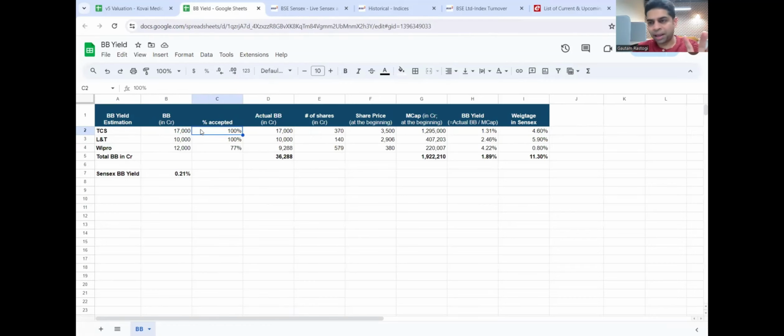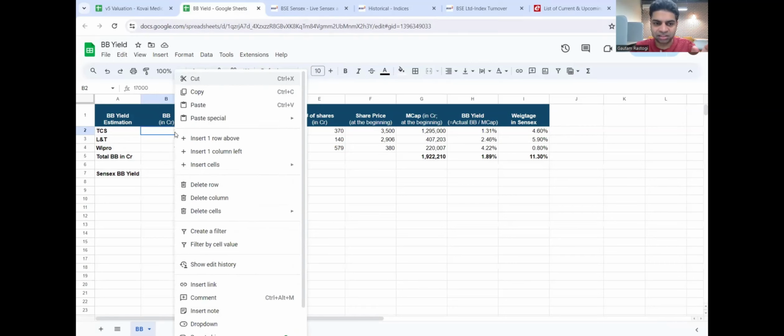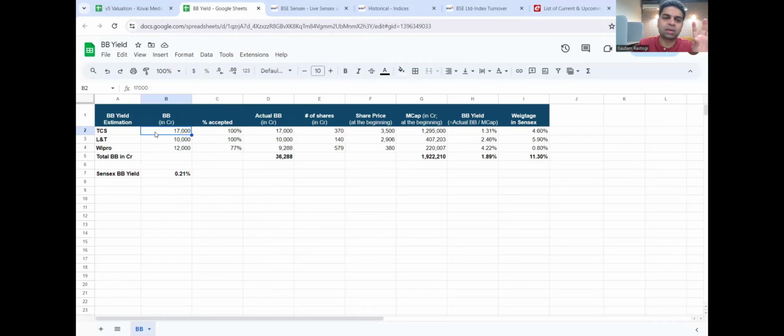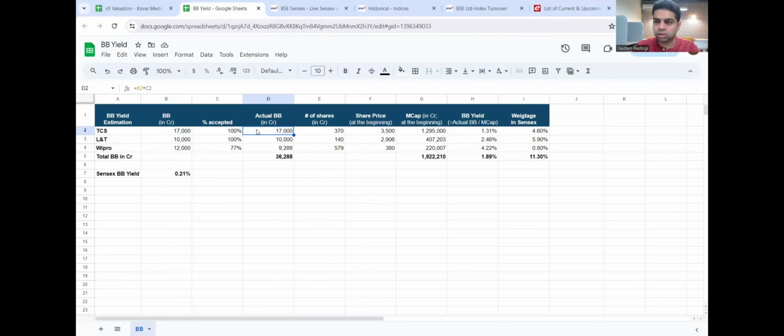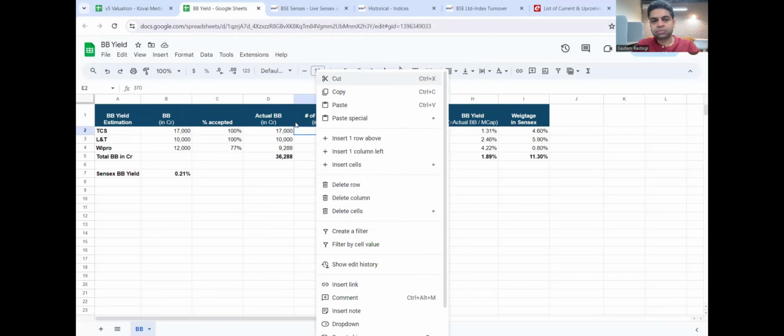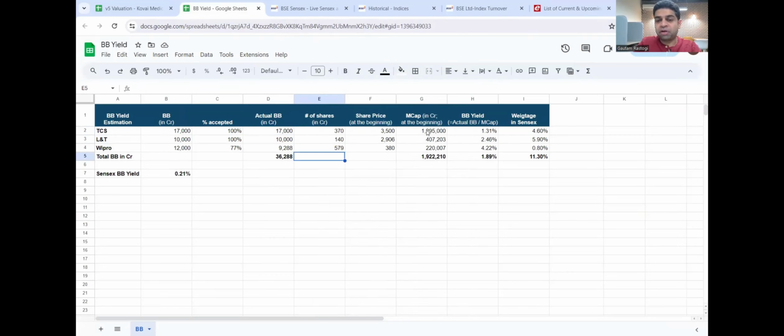See, not all the buybacks are accepted 100%. There is an acceptance ratio. So you find out the acceptance ratio, you multiply the acceptance percent with the buyback, then you get to know the actual buyback which took place. Then you look at the number of shares of that company and the share price of that company at the beginning.